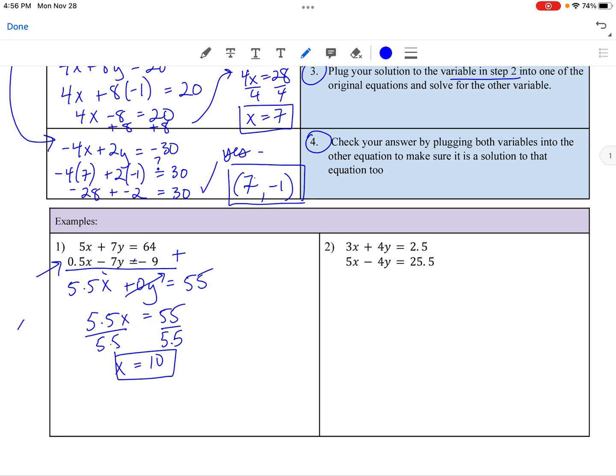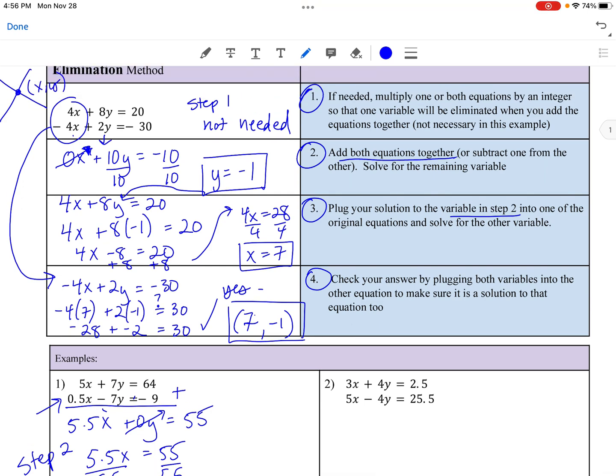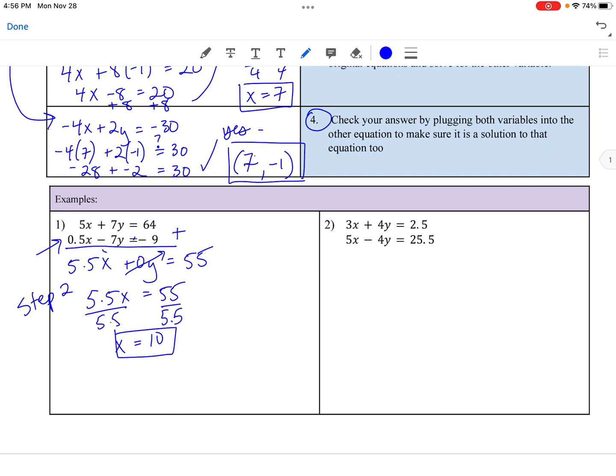Step 2 was adding both equations together and solving for the remaining variable. So we add them both together and the y's disappeared, so we solve for x. Now we're ready for step 3. Step 3, we're going to choose one of the equations, plug in our x, and solve for y. I could choose either equation. I'm going to go ahead and choose the first, 5x plus 7y equals 64. I'll plug in my x equals 10, so 5 times 10 plus 7y equals 64. I'll go ahead and solve it.